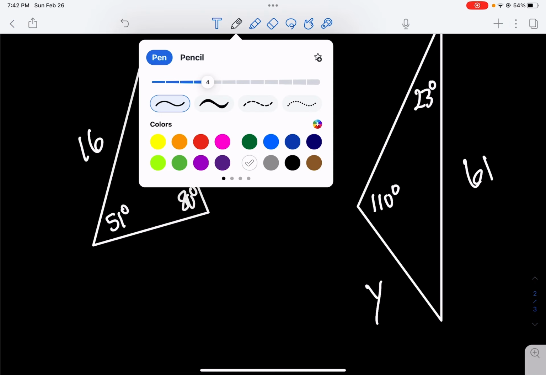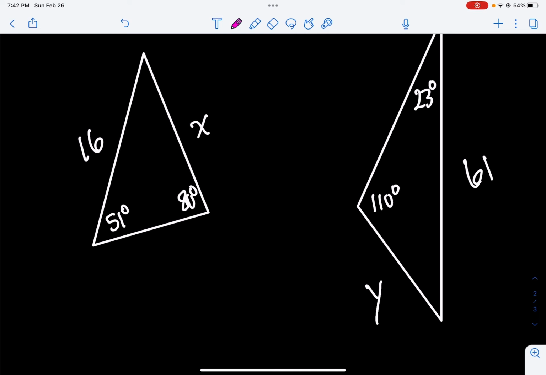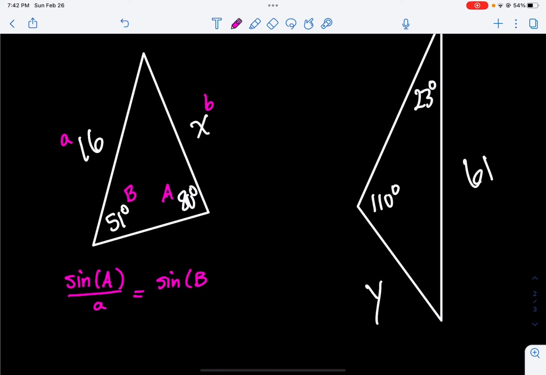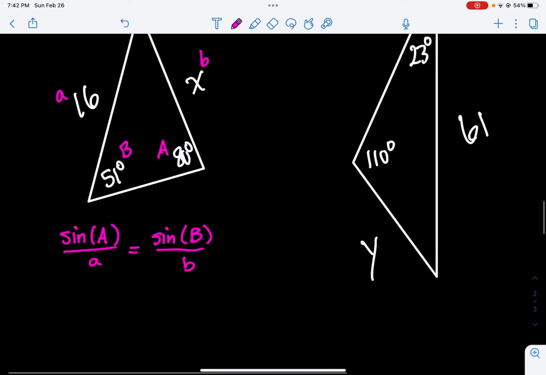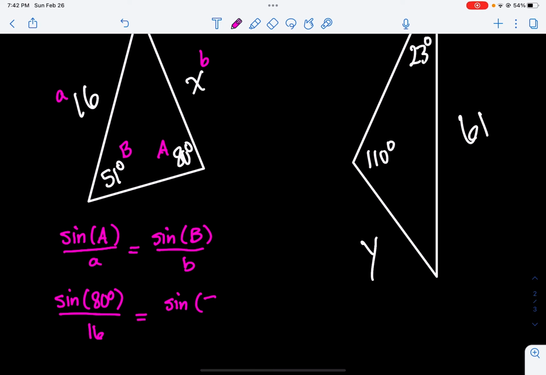Look at your opposite sides, and if it really helps you, you can actually just label your sides. Call this capital A and this little a. Call this capital B and this little b. And just use the formula exactly the way you see it. We know that sine of capital A over little a equals sine of capital B over little b. Let's just put all the numbers in. Sine of 80 degrees over 16 equals sine of 51 degrees over x.